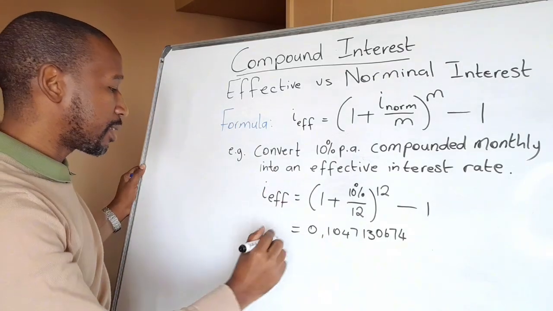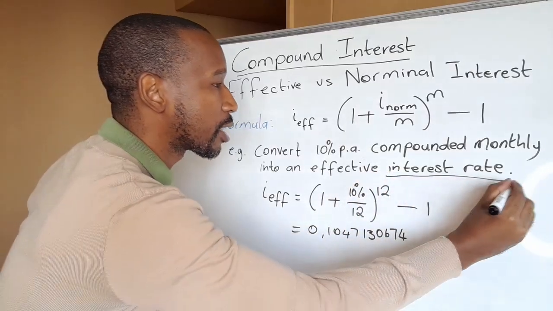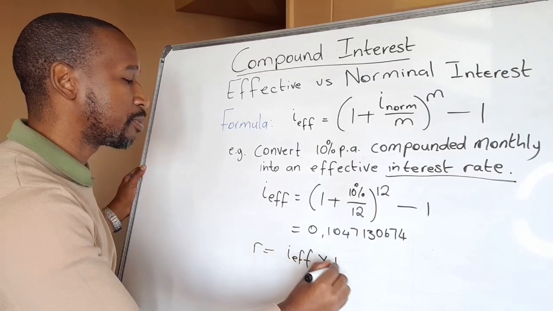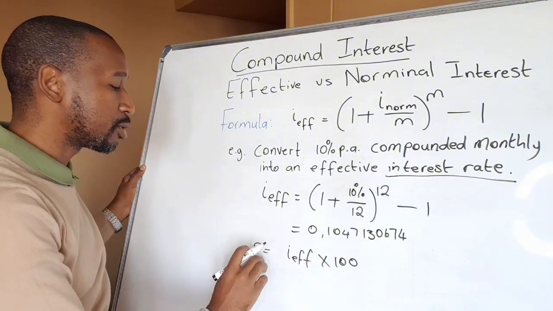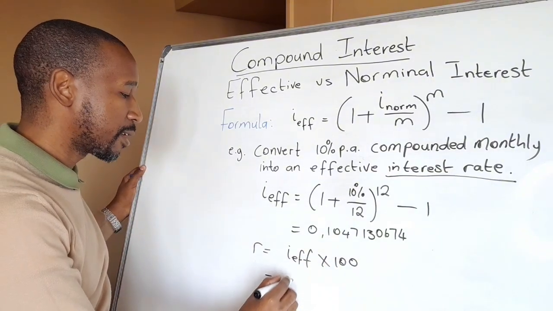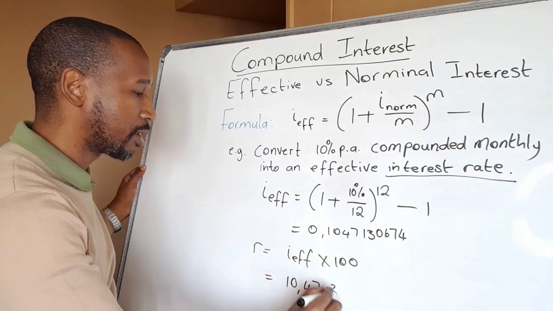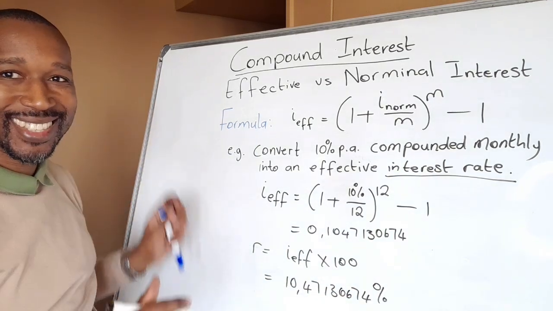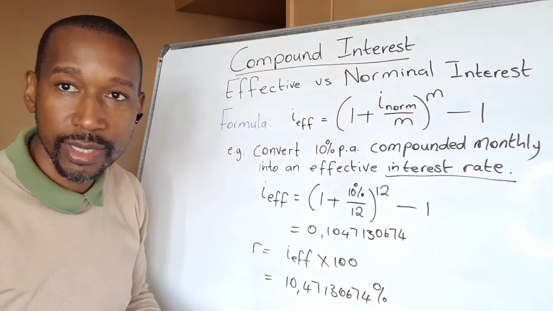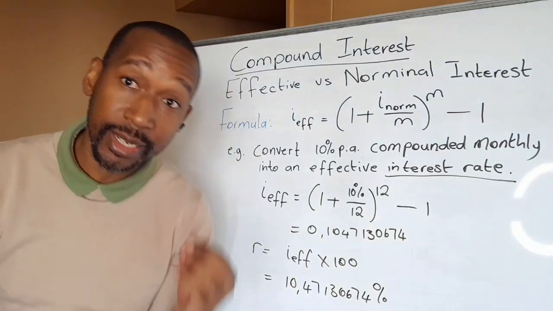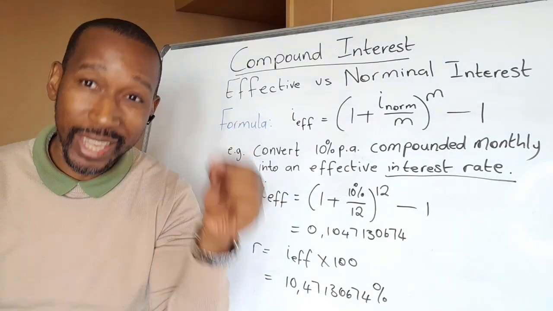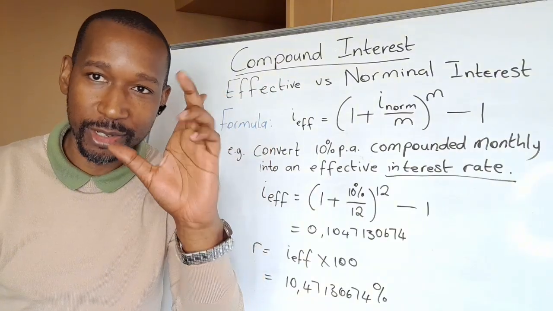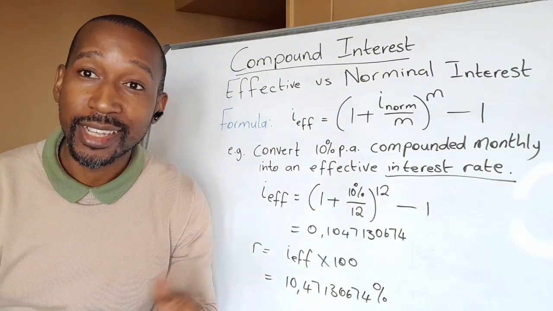Now, to get the effective interest rate as a percentage, we call this one R. What you do, you take the I effective that you got and multiply it by 100 to get it into percentage format. So that would give us 10.47130674%. Does it look familiar? Of course, because it's exactly the previous one we got for the real percentage. So I effective is the real interest that you get on your money when compounding is applied, and it is always more than what is written on the paper. When you go and invest your money, tell them to give you compound.